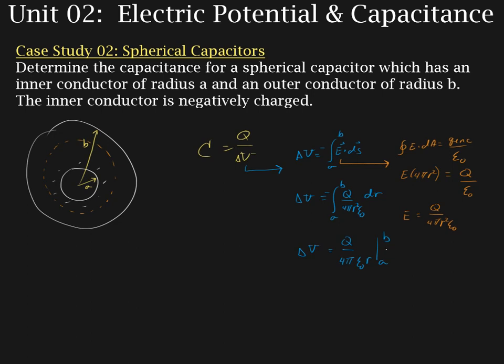But before I go any further, let's recall that this is a negative charge, and therefore we're going to put another negative back onto that. So we get delta V is going to be equal to minus Q over 4 pi epsilon naught, and then for r we're going to write B minus A.